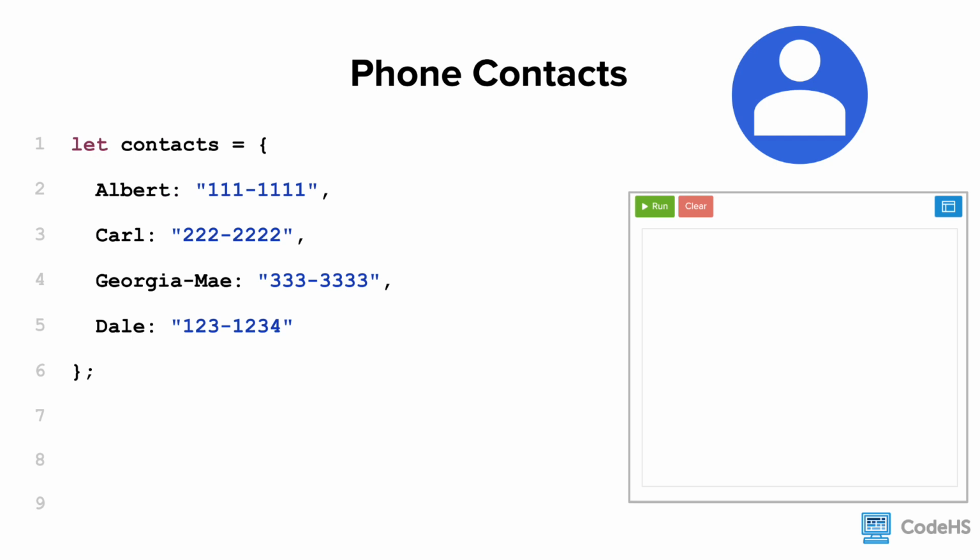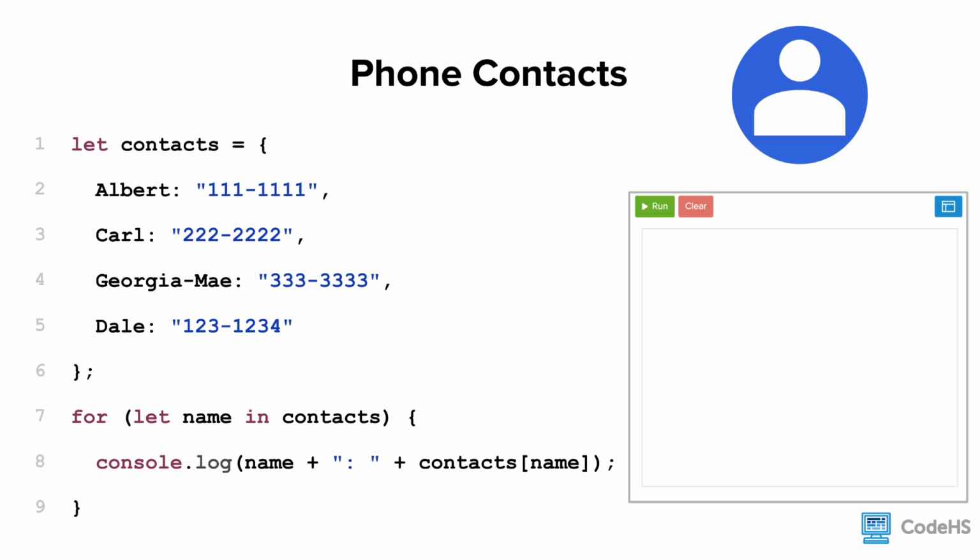Returning to our phone contacts program, here is our contacts object, and we want to print out every contact and their number. Let's throw in our for in loop. Here you can see we are iterating through every name in the object, and then printing it and its associated phone number to the console. If we run this program, we'll see the following, which is exactly what we were hoping to see.